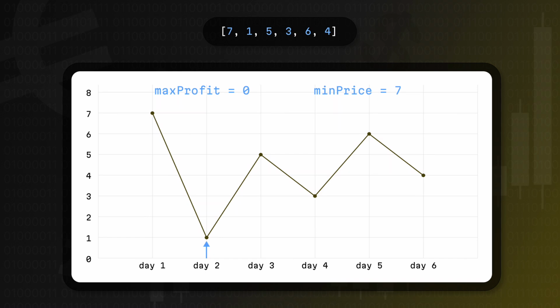Next comes a price of 1. That's clearly lower than what we had, so we update min price to 1. It is a better buying opportunity, but we don't calculate profit yet. We haven't seen any future prices to sell at.